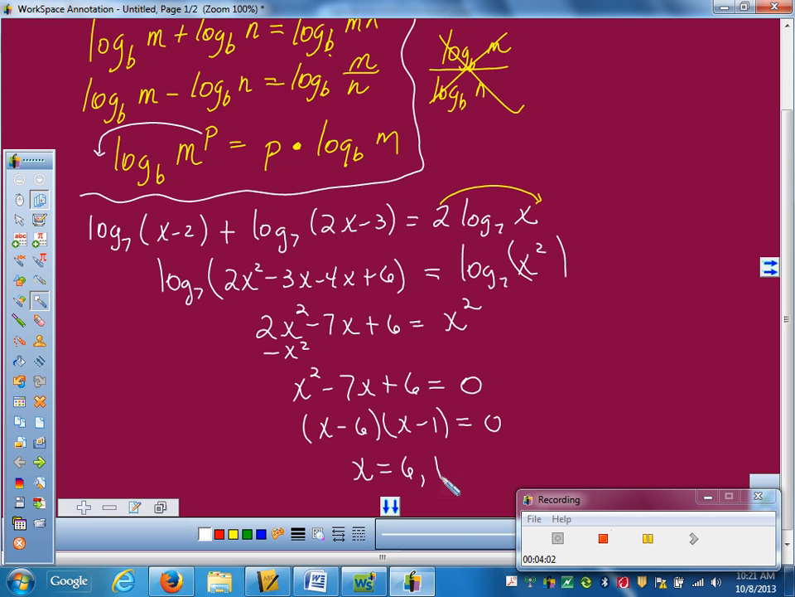You have to go back and check to make sure that they would give you positive numbers in your log. So if I put 6 in here, would 6 minus 2 be positive? Yeah. Is 6 in there positive? Yeah. And 6 over here by itself? Yeah. Okay, but is 1?